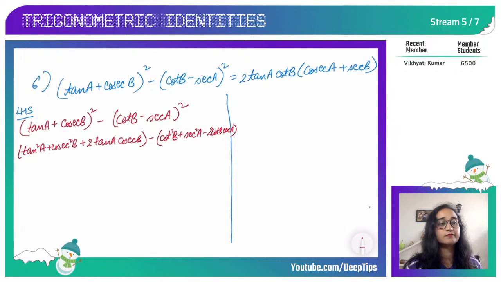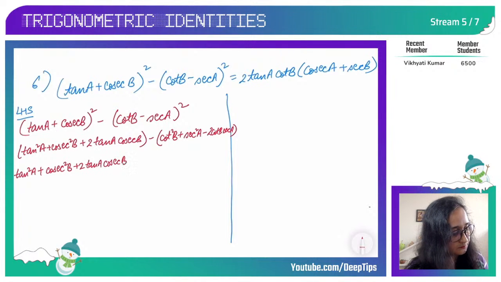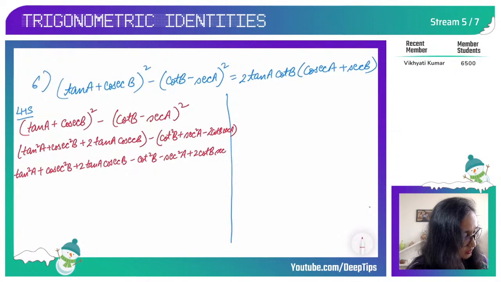Now how to do it further? Let's open the brackets. So I get tan square A plus cosecant square B plus 2 tan A cosecant B minus cot square B minus secant square A plus 2 cot B secant A.